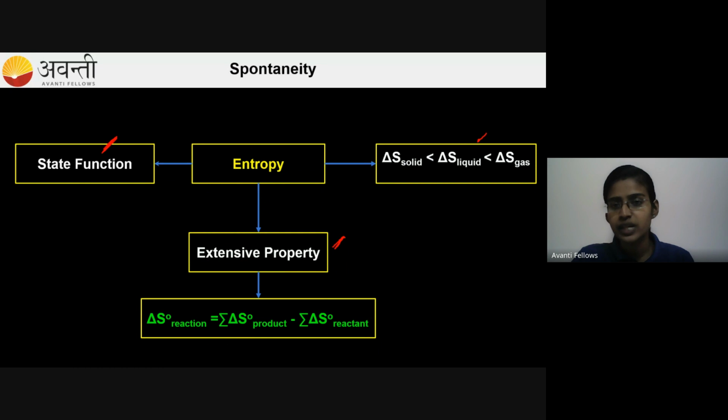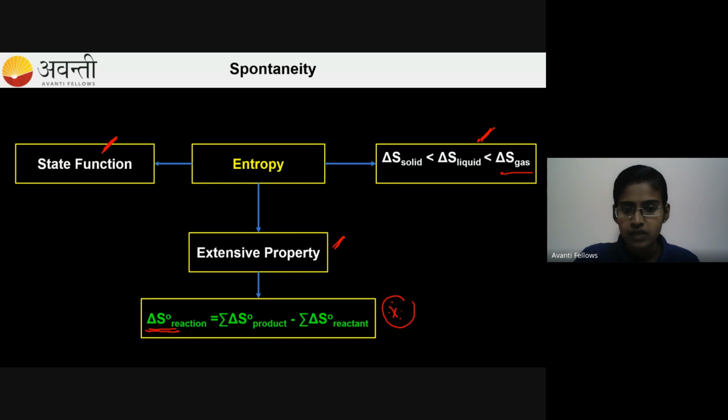And coming to the entropy of solid, liquid and gas, we have seen in the previous slide, right? Entropy of a gas is more. If the entropy is more, then the change in entropy, delta S, is also more for gas. Then comes the liquid, and then the solid. Now, since it is an extensive property and a state function, the delta S naught of the reaction, that is the standard change in entropy of the reaction, can be calculated using this formula.